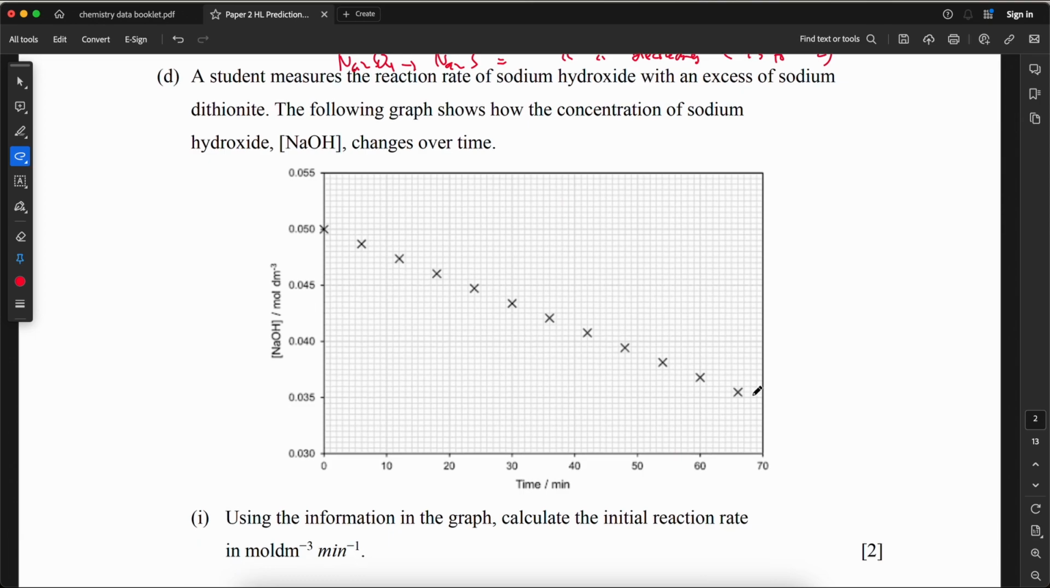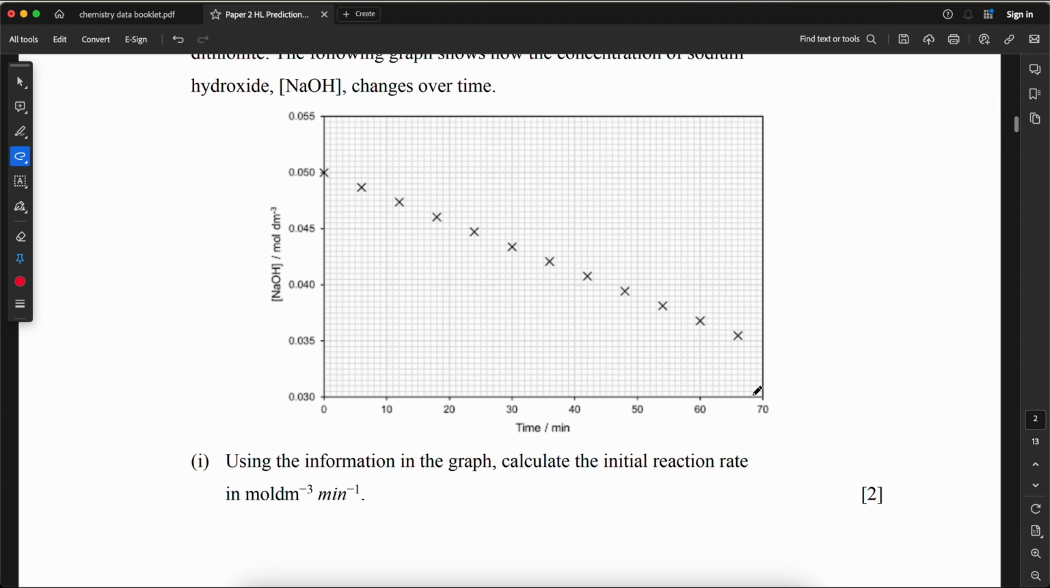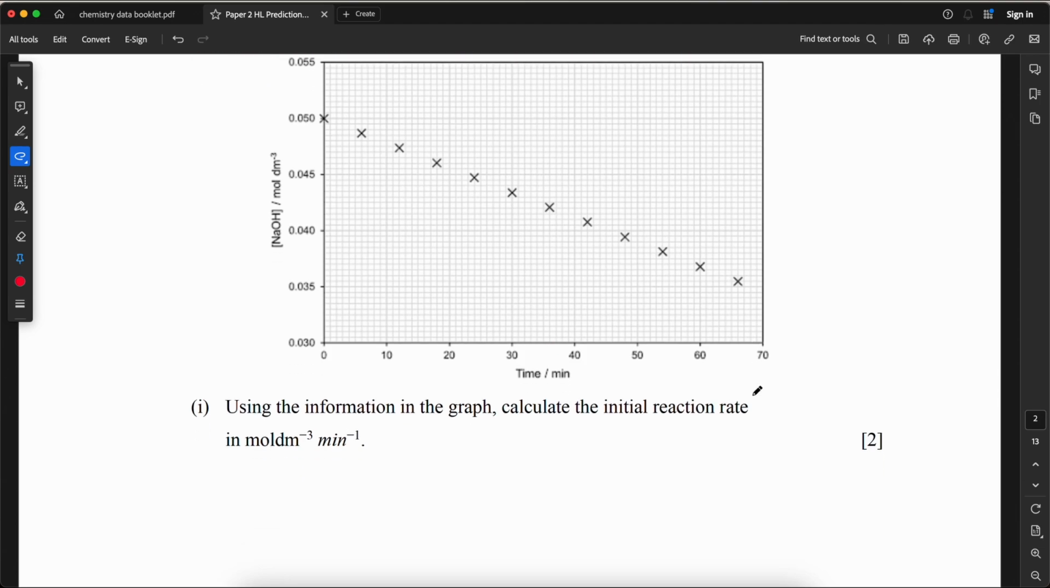A student measures the reaction rate of sodium hydroxide with an excess of sodium dithionite. The following graphs show how the concentration of NaOH changes over time. Using the information in the graph, calculate the initial reaction rate in mole per decimeter cube per minute.